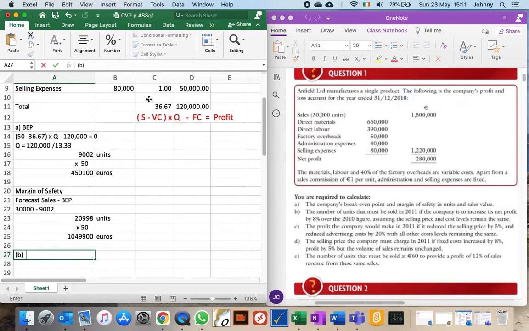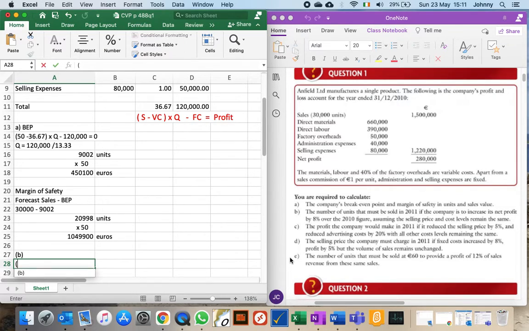now I'm not going to go and do the maths on all of these. I'm just going to start by putting the numbers into the formula, and I'll let you go and finish off the maths yourselves. So number of units must be sold in 2011. So that's Q, the thing I'm looking for. If the company increases their profit by 8% over the 2010 figure, which is the figure we have here, 280,000, assuming selling price and cost levels remain the same.